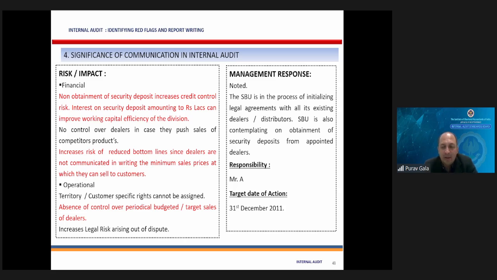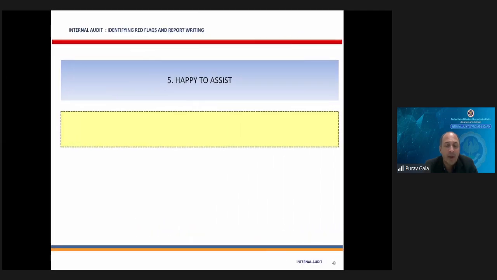Right, so that's it. We'll wrap up today's session. We have covered how audit can unlock value, how audit can provide assurance, how audit should approach analyzing data, identifying red flags, what could be potential areas of fraud, and how to communicate effectively through audit reports to the stakeholders. I'm open for questions for the next 5 minutes. Happy to assist. Thank you for your patient hearing. I hope we had an interactive session and I could keep you engaged.